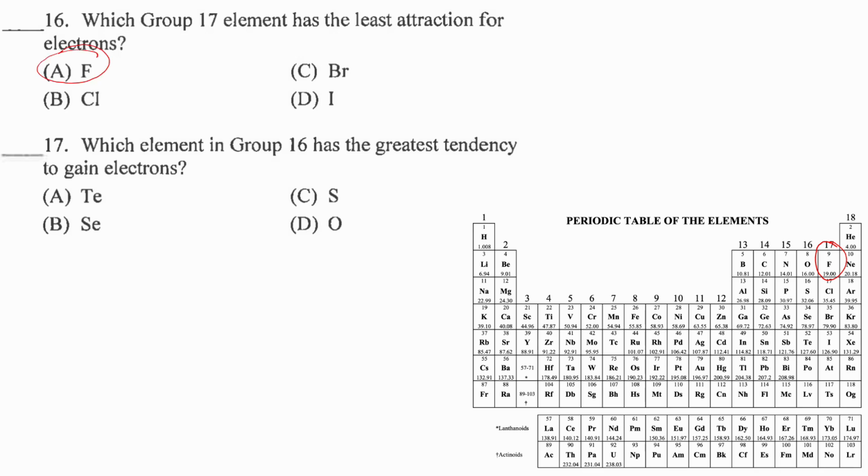And number 17, which element in group 16 has the greatest tendency to gain electrons? This is basically asking the same thing. The higher up in the group, the more electronegative, which means it's going to have the greatest tendency to gain electrons. So if we have beryllium, sulfur, oxygen, and selenium, oxygen would be the highest in the group and closest to fluorine, which means it has the highest electronegativity or the greatest tendency to gain electrons.